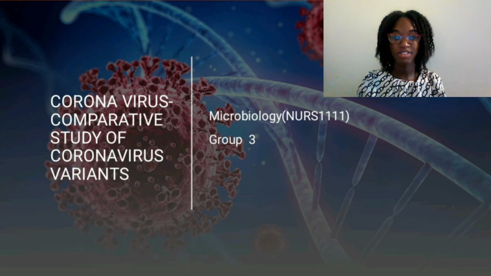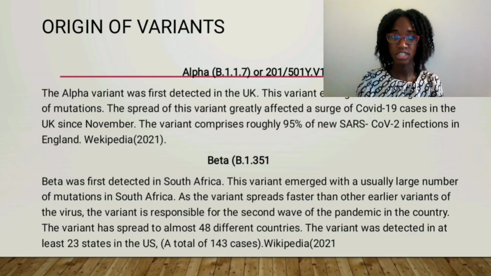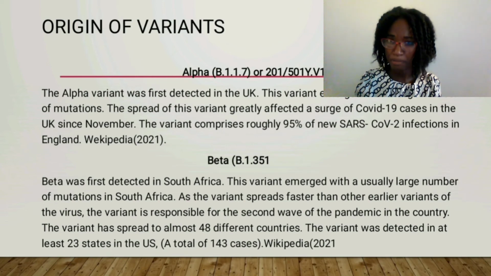Thank you for having me today. So I know you might be hearing these terms and you're wondering what are they all about. So about the origins of these variants now. The alpha variant, also known as B117, was first detected in the UK. This variant emerged with a large number of mutations. The spread of this variant greatly affected a surge of COVID-19 cases in the UK since November.